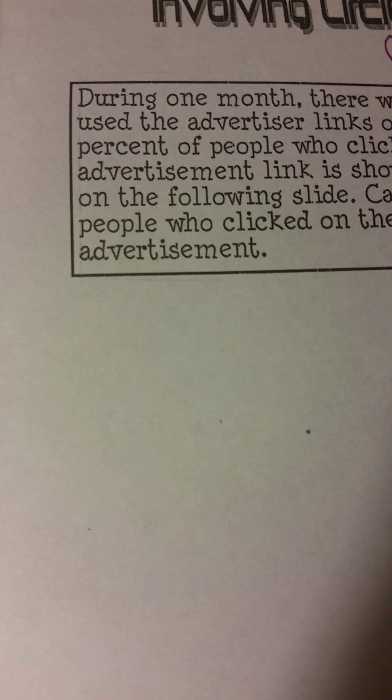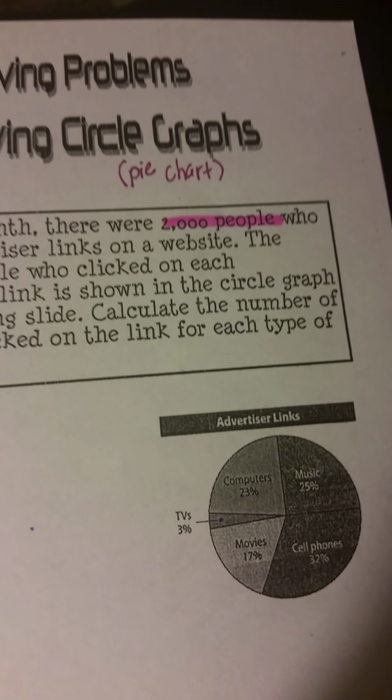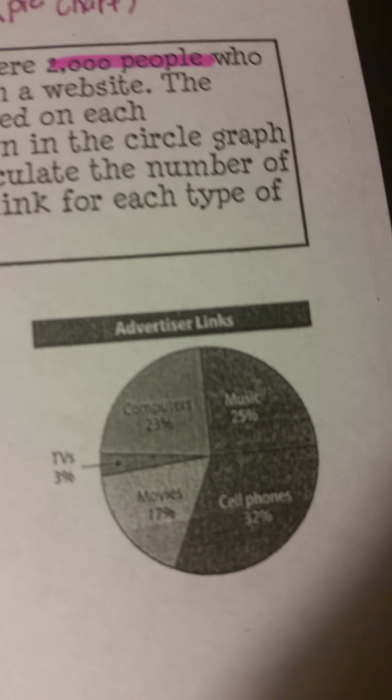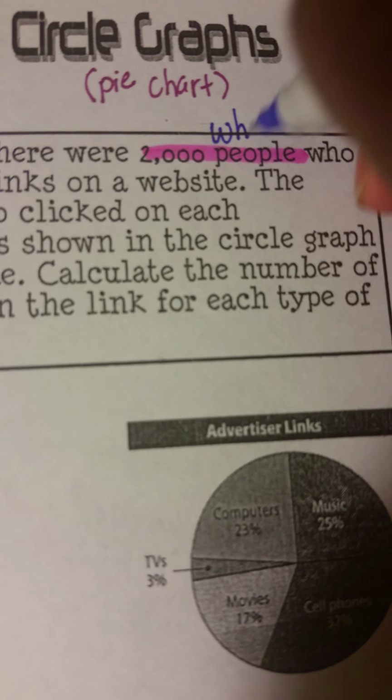Now, this is what I want you to do. I'll set up one, to show you what I'm looking for, and then I want you to set up the others. So we know that we're calculating the number of people who clicked on the link. If it's giving us the percent, we know that we're looking for the part. It gives us the whole, which is the 2,000 people. So the part is what's missing.